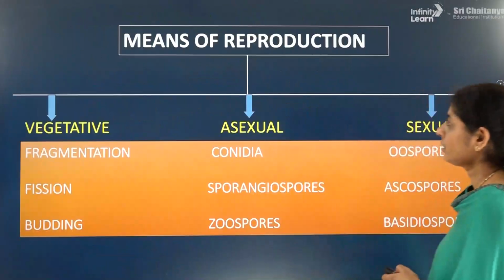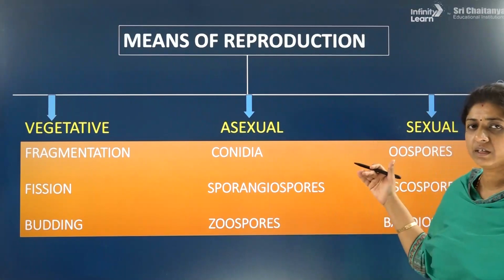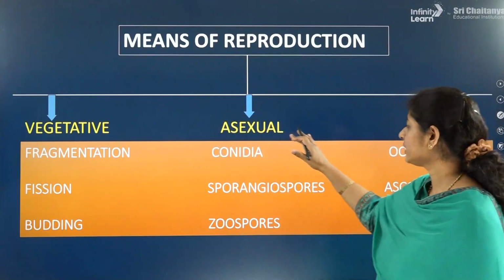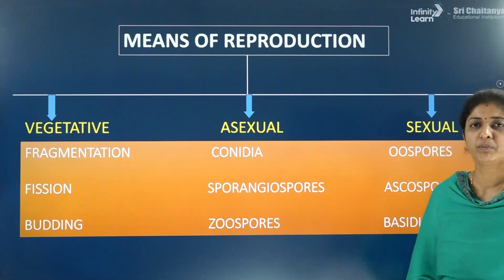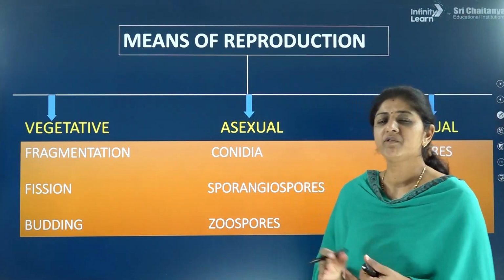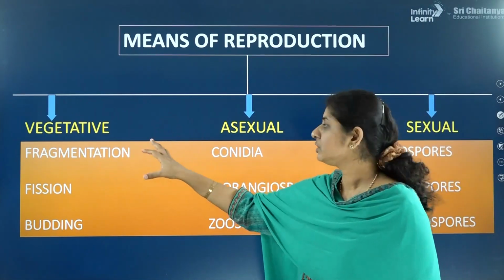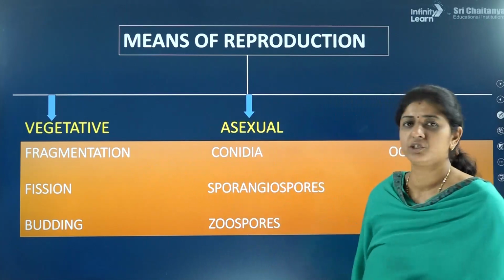Now in reproduction, they are showing the means of reproduction. Major three are there: vegetative, asexual and sexual means of reproduction. Let's see the heading first of all. What do you mean by vegetative? Sometimes we feel there is no difference right now under fungus, no difference between vegetative and asexual.